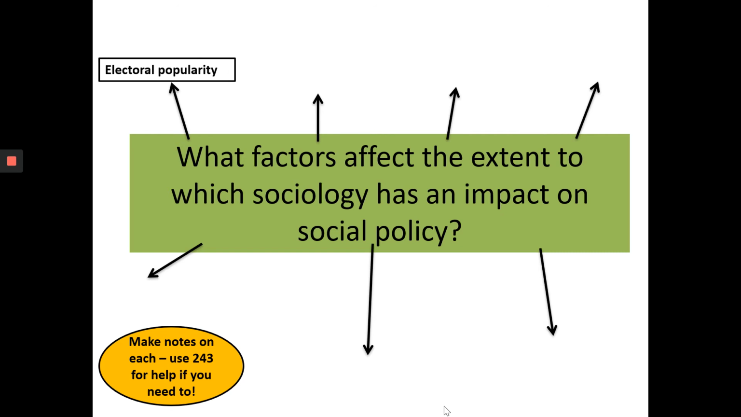So firstly, you've got electoral popularity. So if a sociologist suggests a policy that is not going to be popular with the electorate, the government is unlikely to listen because obviously they want to be re-elected. So it's only going to take on board ideas that are going to be popular with wider society.